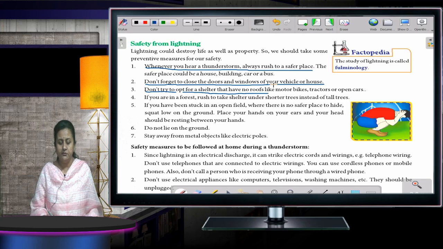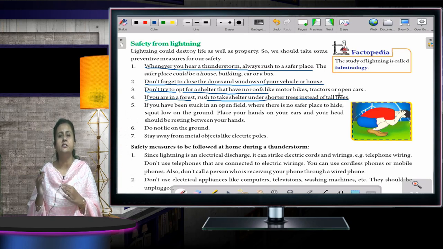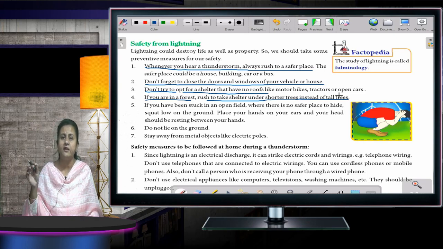Okay, children. Then, if you are in a forest, rush to take shelter under shorter trees instead of tall trees. Okay, don't go and stand under the tall tree. In fact, take shelter where the trees are short.